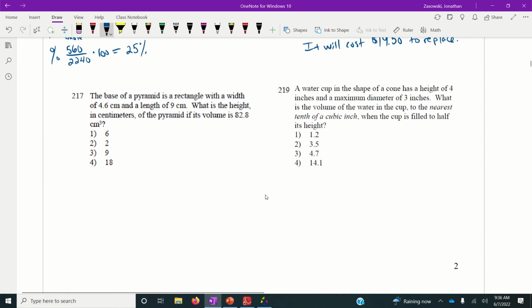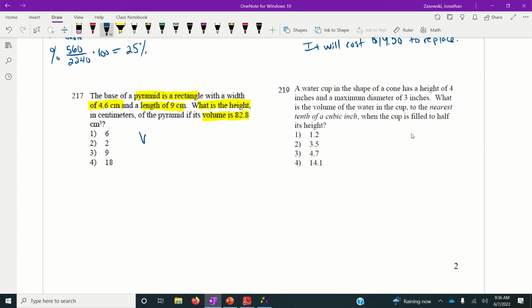Okay. These next 2 questions involve finding some length of the shape given the volume. So when you're doing these questions, we're going to start with the volume formula, since that's what we're given, okay? And then we're going to solve for the missing piece. So 217, the base of a pyramid is a rectangle, okay? The width is given as 4.6, the length is 9. We now want to know what is the height.